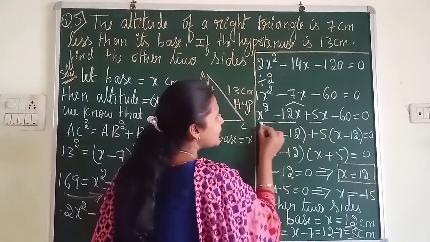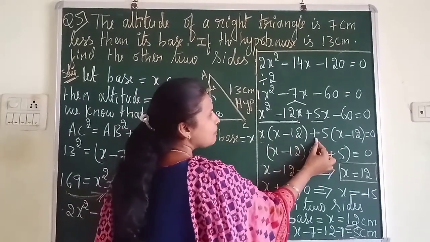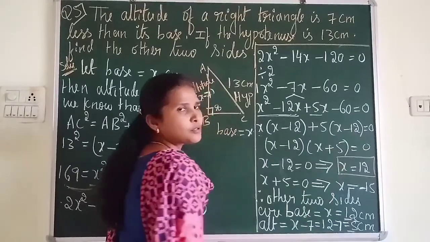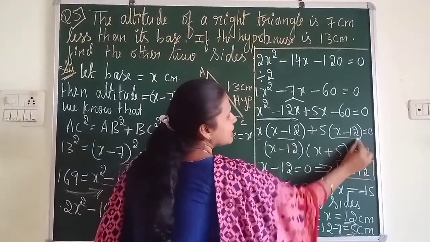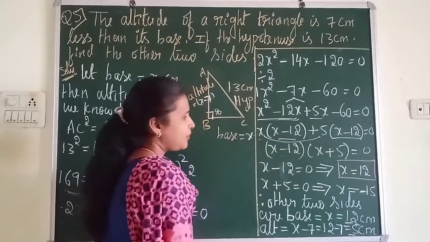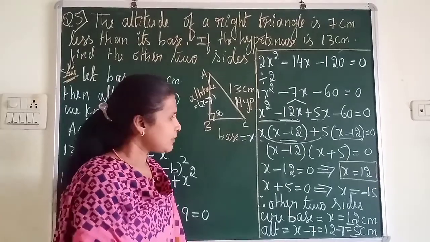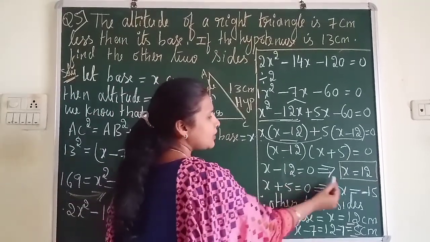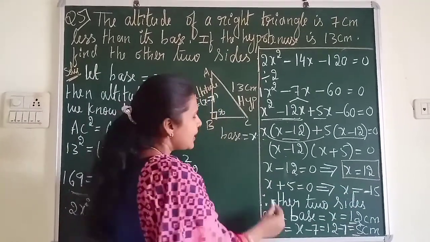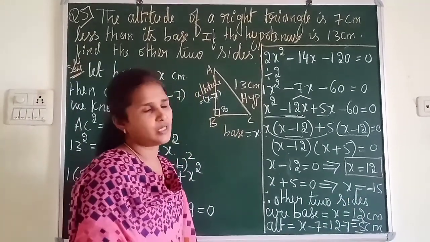So again, in the first two terms take x common, we get x into x minus 12 plus 5 into x minus 12. And x minus 12 is a common factor. The other factor is x plus 5. So we got two factors, x minus 12 and x plus 5, equal to 0. x minus 12 equal to 0, x is 12. x plus 5 equal to 0, x is negative. We got minus 5.